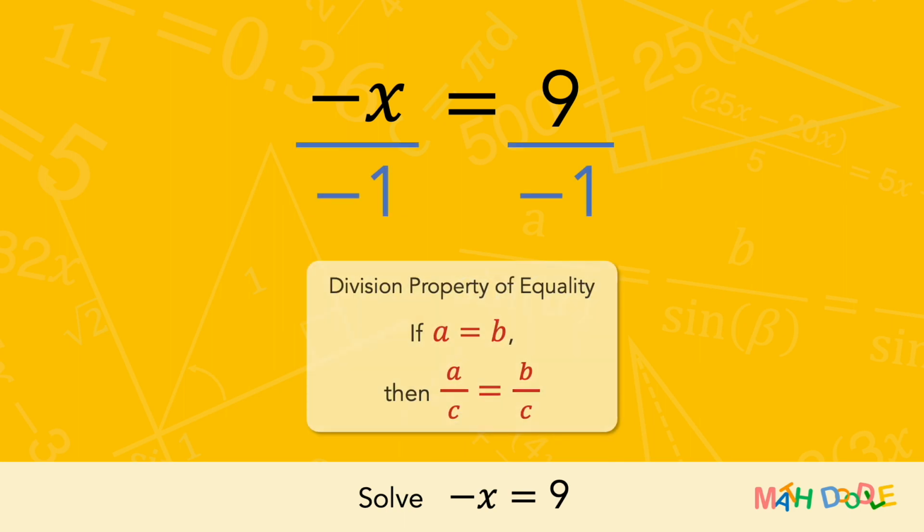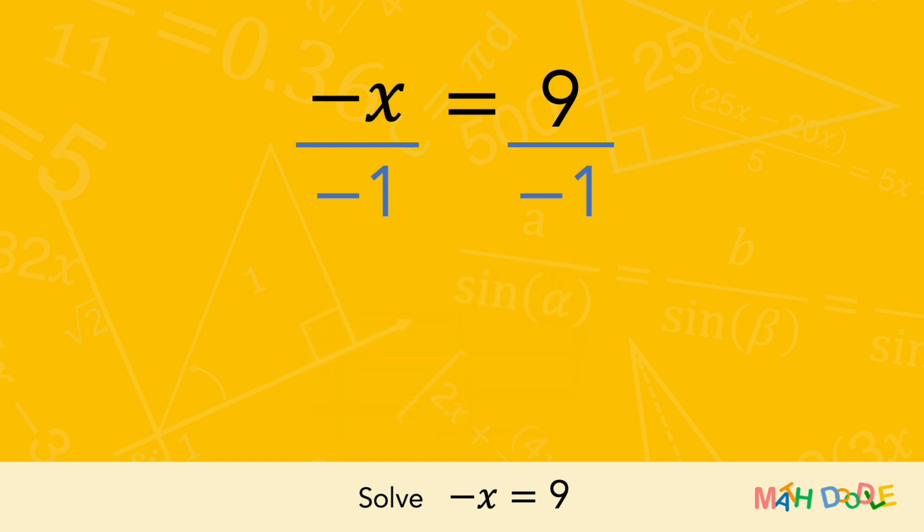Here, it is important to treat both sides of the equation equally. So, when we divide one side of the equation by a number, we must divide the other side of the equation by the same number. After dividing them by -1, the left side of the equation is simplified to x.